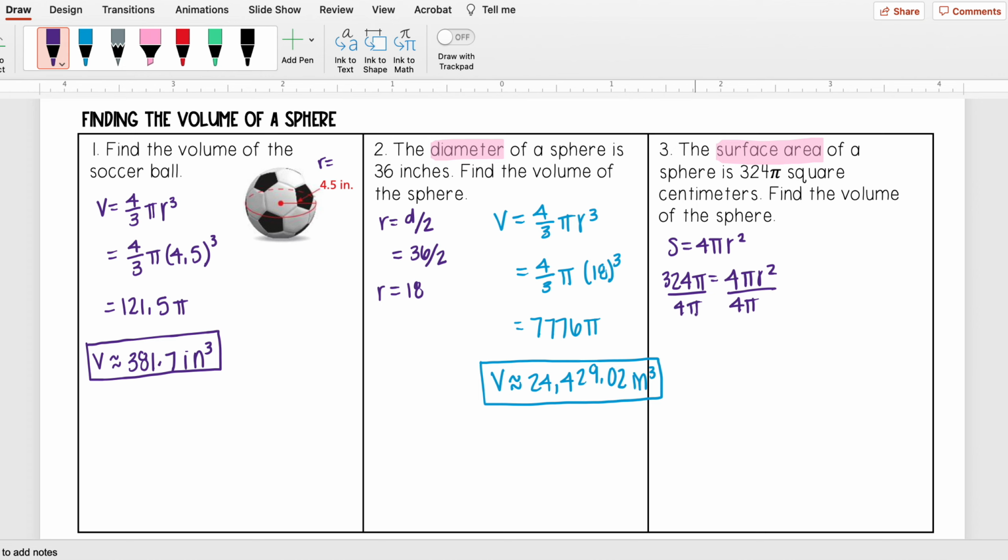And so when I divide 324 by 4, I get 81. My pi's cancel out, so I just have 81 is equal to r squared. And then take the square root of both sides, and I get that my radius is equal to 9. And now that I have my radius, I can go ahead and plug that into my volume formula. And so I get 4/3 pi 9 cubed. Now when I do 9 cubed, I get 729, and 729 times 4/3, I get 972 pi.